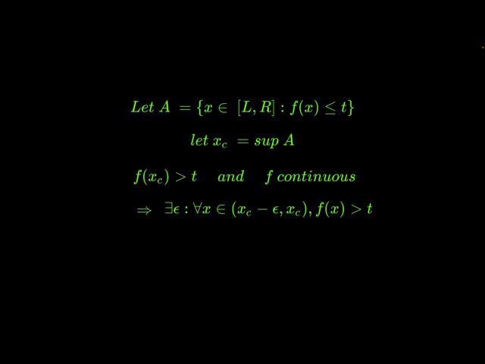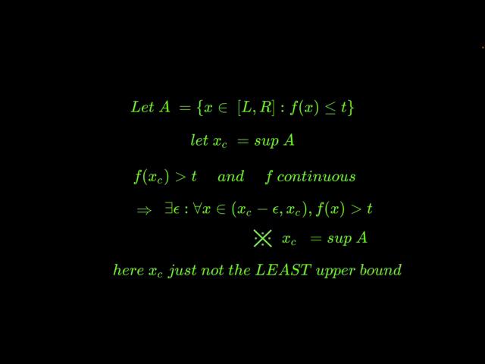And specifically, considering the neighborhood to the left of x sub c, since we have values less than x sub c with f of x greater than t, then we arrive at a contradiction with the assumption that x sub c is the least upper bound. Certainly it is an upper bound, but it is not the least upper bound. So, because of this contradiction, we must abandon the premise that f of x sub c was greater than t.